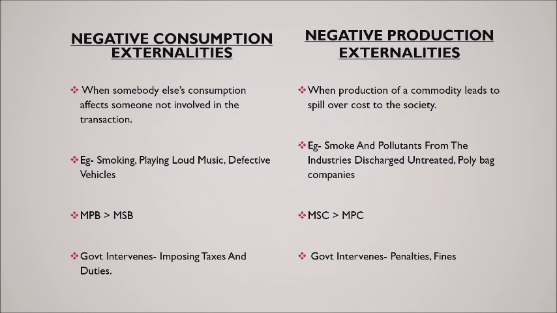Negative production externality, on the other hand, is when production of a commodity leads to spillover cost to the society. Examples can be smoke and pollutants from the industries, untreated discharge, polybag production by companies. Here, the marginal social cost is more than the marginal private cost. That is, the society bears more cost of such production. And how does the government work? The government intervenes by charging penalties and fines.